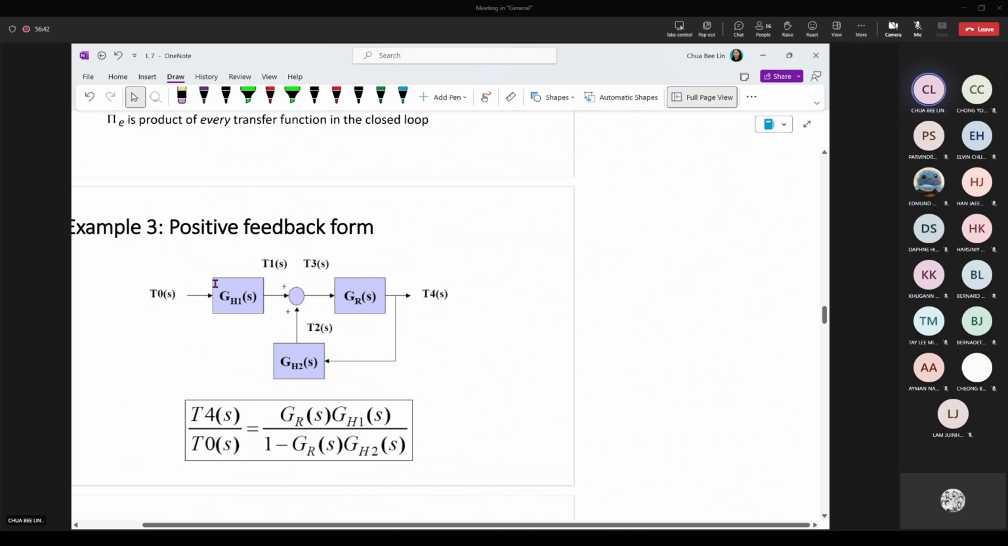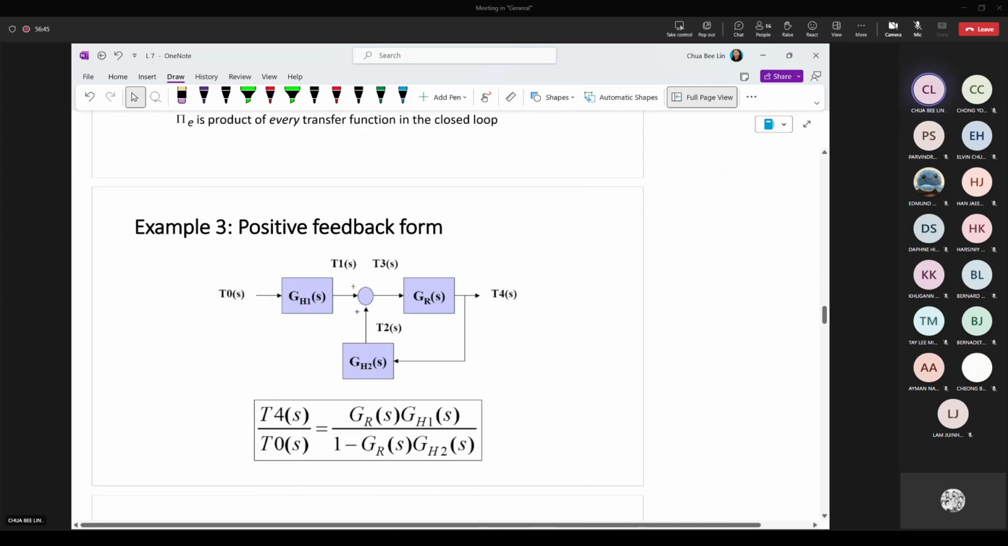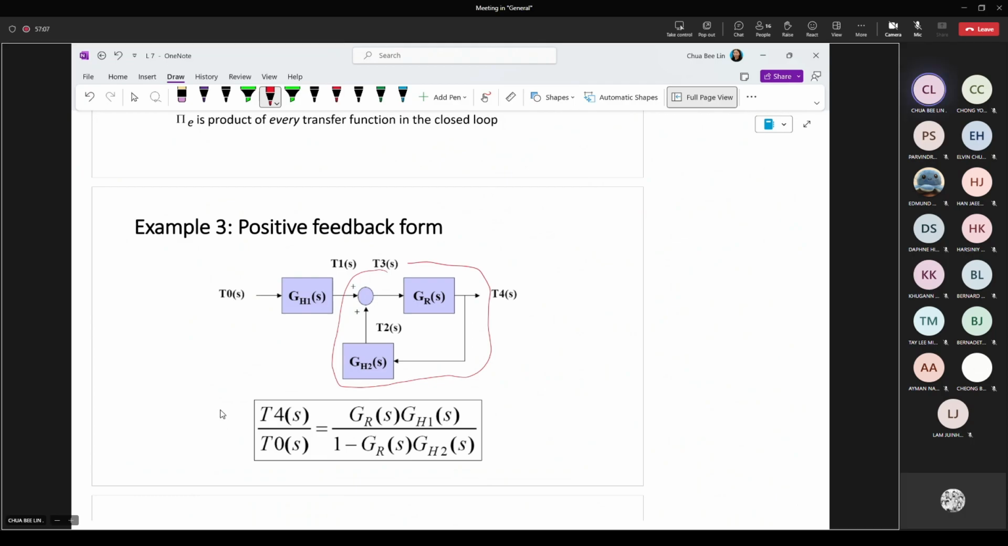Okay, so example 3. We will target this every time: you can focus on the feedback block. Feedback block means you have a block going towards the end, and then some of the signal going feedback to the front part, just like the one I circled over here. To simplify this one, you finally will become GR over 1, and this is plus, it becomes minus. Then everything in this block will be GR multiplied with GH2. So this is the feedback block.